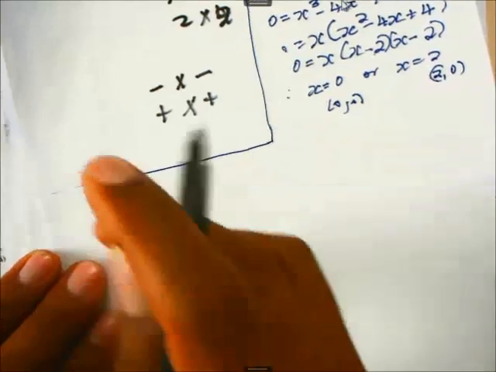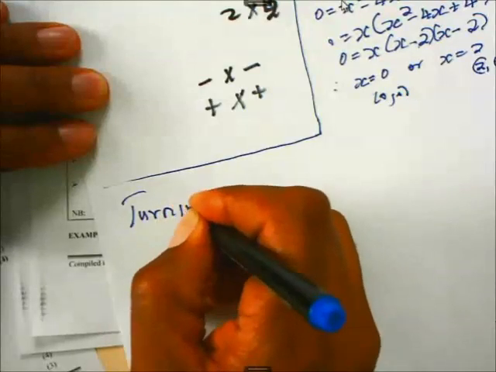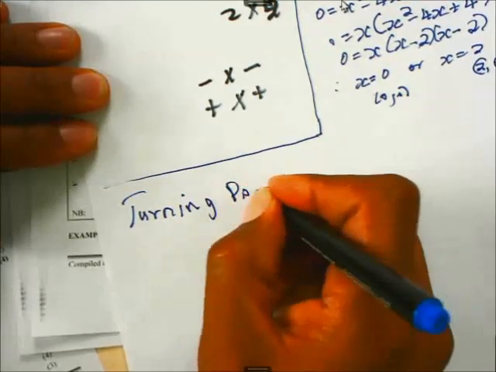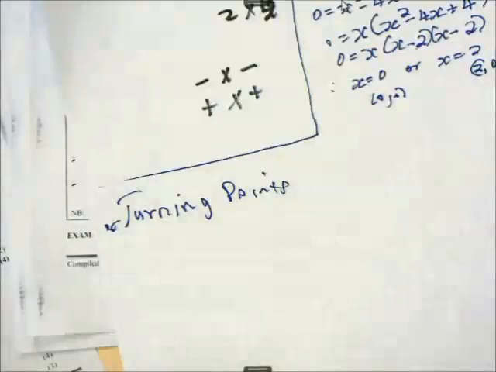Let us now go to the second one. The second one now we are referring to what? We are referring to the turning points, right? How do we determine the turning points of the cubic functions?